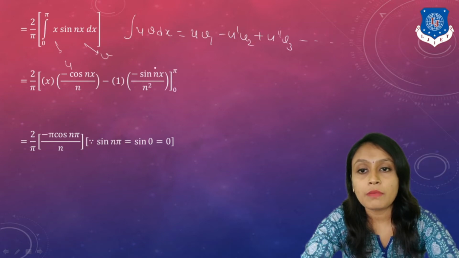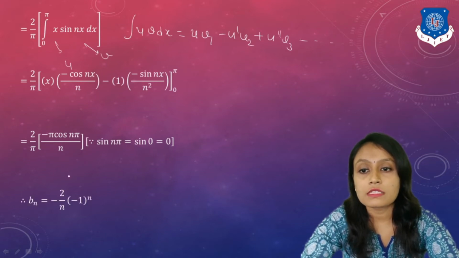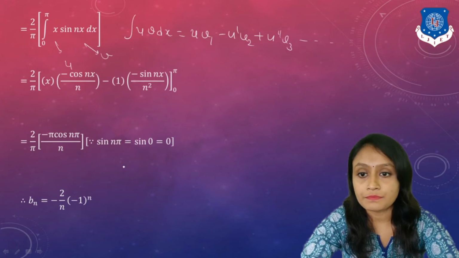When you substitute pi here, it will become sin n pi, and the value of sin n pi is 0. When you substitute 0, x is present, so this term is 0, and sin 0, we know the value of sin 0 as 0. So what remains is minus pi cos n pi upon n. Okay, now we know the value of cos n pi, that is minus 1 raised to n. So the final answer of bn is minus 2 upon n into minus 1 raised to n.